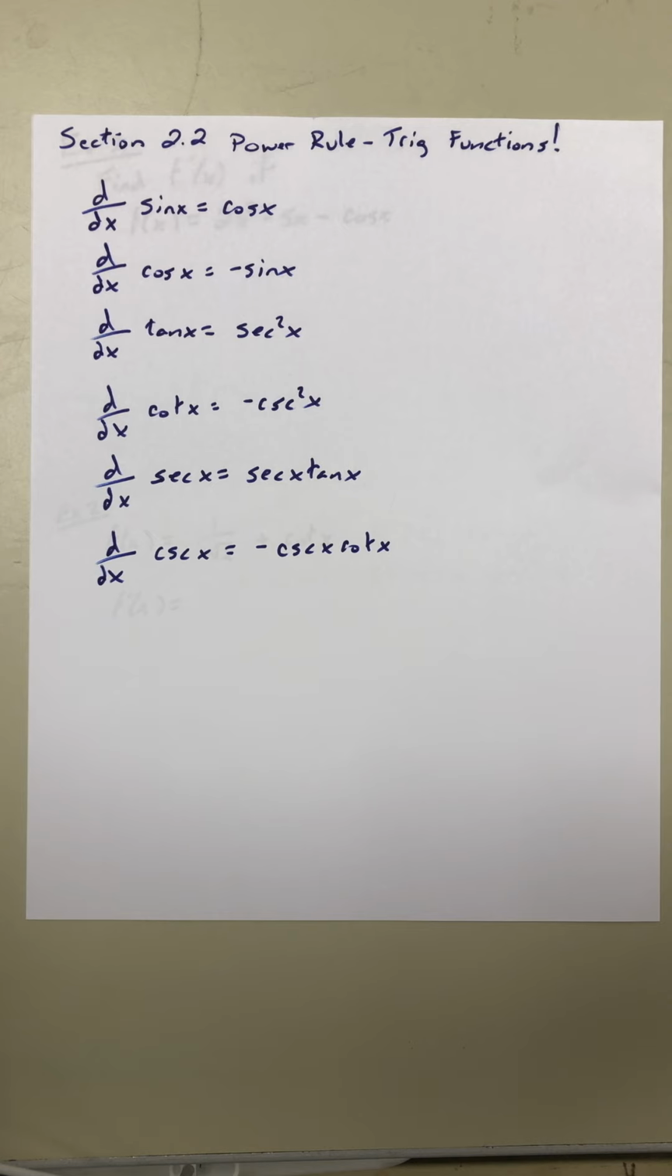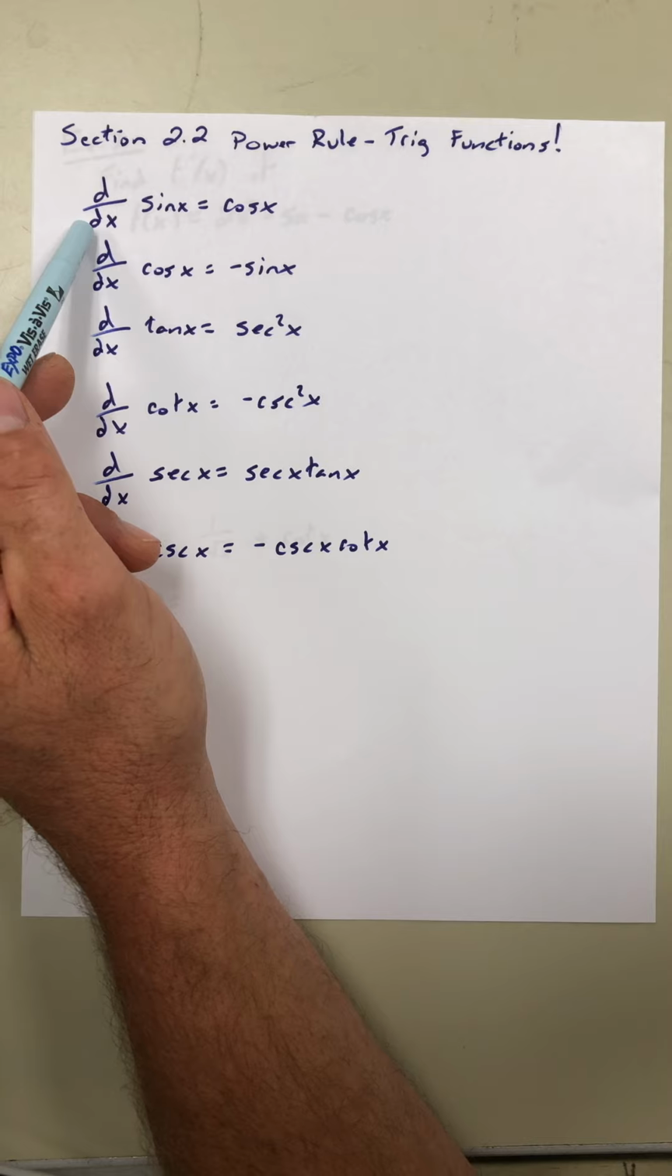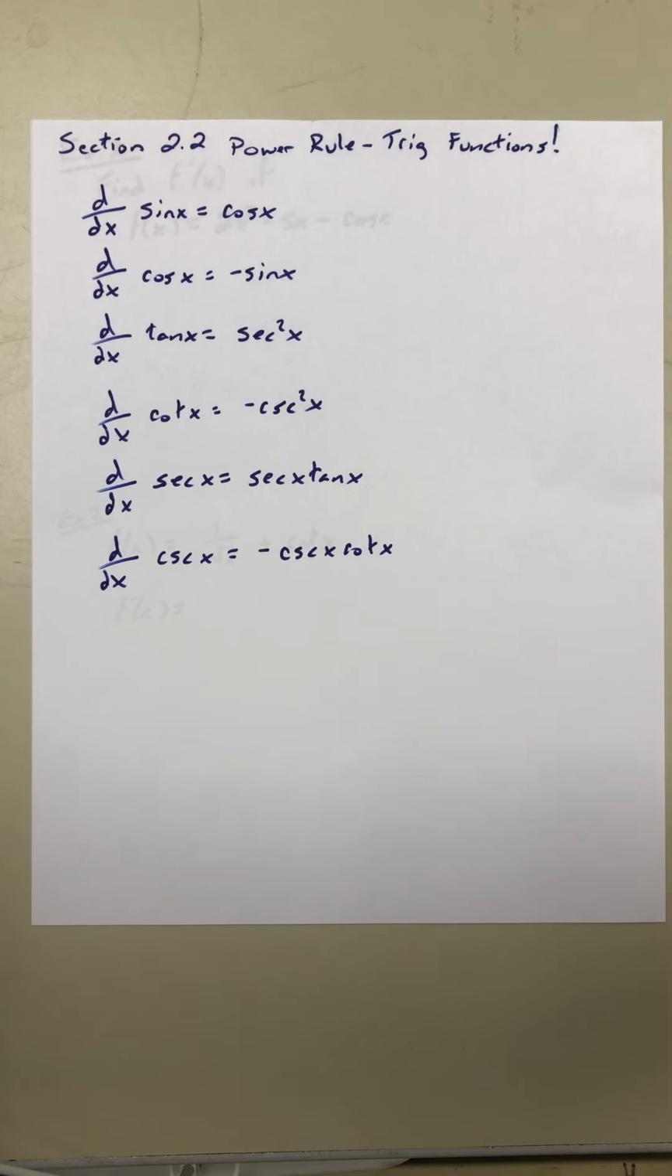The first three definitely you've got to know. Secant of x we use quite a bit. Cotangent, cosecant, not so much, but we will use them here and there. Running through those, d/dx tells us the derivative of sine of x is cosine of x. The derivative of cosine of x is negative sine of x. The derivative of tangent of x is secant squared of x. The derivative of cotangent of x is negative cosecant squared of x. The derivative of secant of x is secant x tangent x, and cosecant's derivative is negative cosecant x cotangent x.